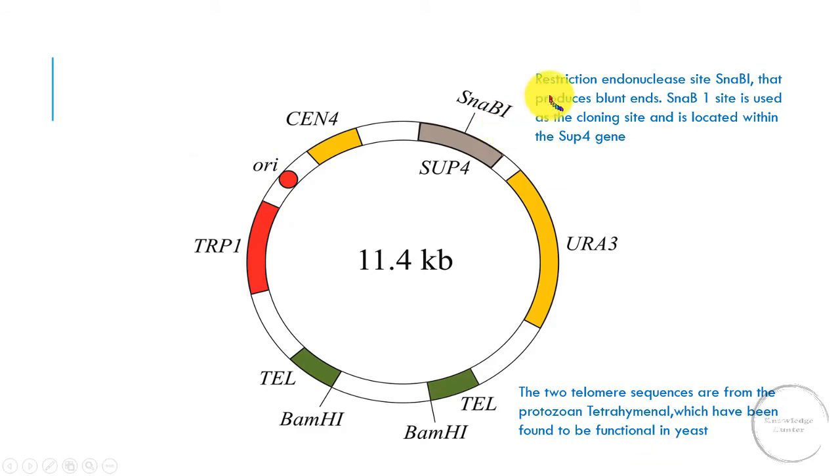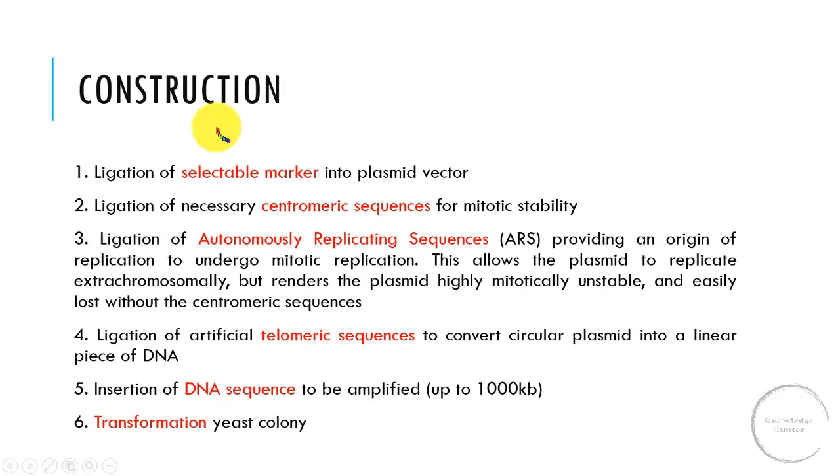The restriction endonuclease SnaBI produces blunt ends. The SnaBI site is used as the cloning site and is located within the suppressor 4 gene. Actually, the telomeres present here are from the protozoan Tetrahymena, which have been found to be functional in yeast. So to construct a yeast artificial chromosome, we need to follow 6 steps. Let's discuss it elaborately here.